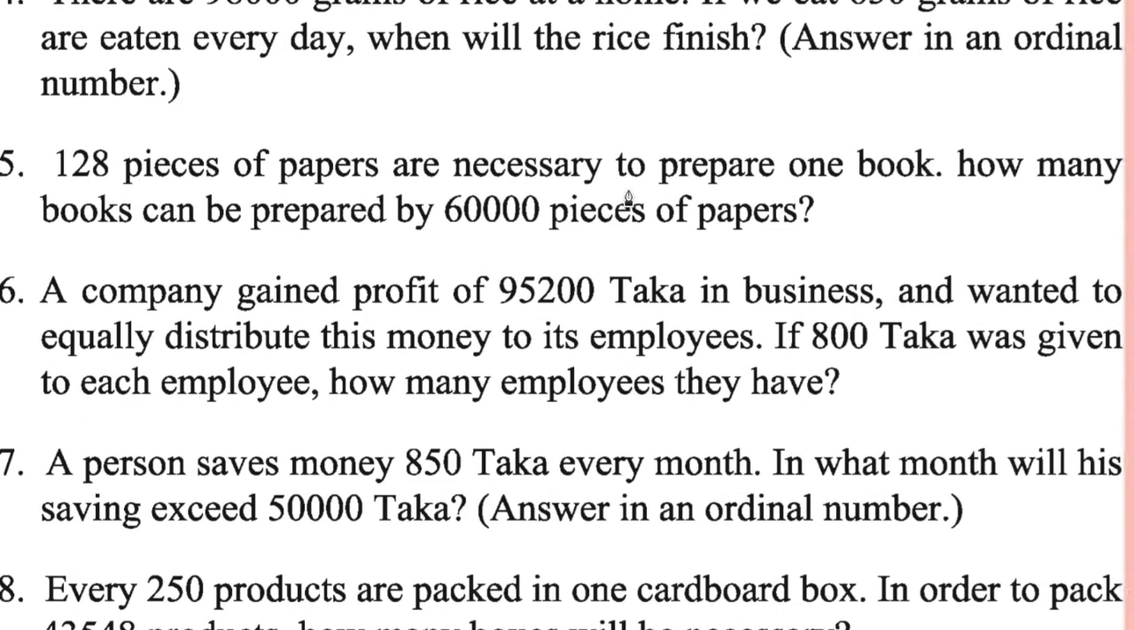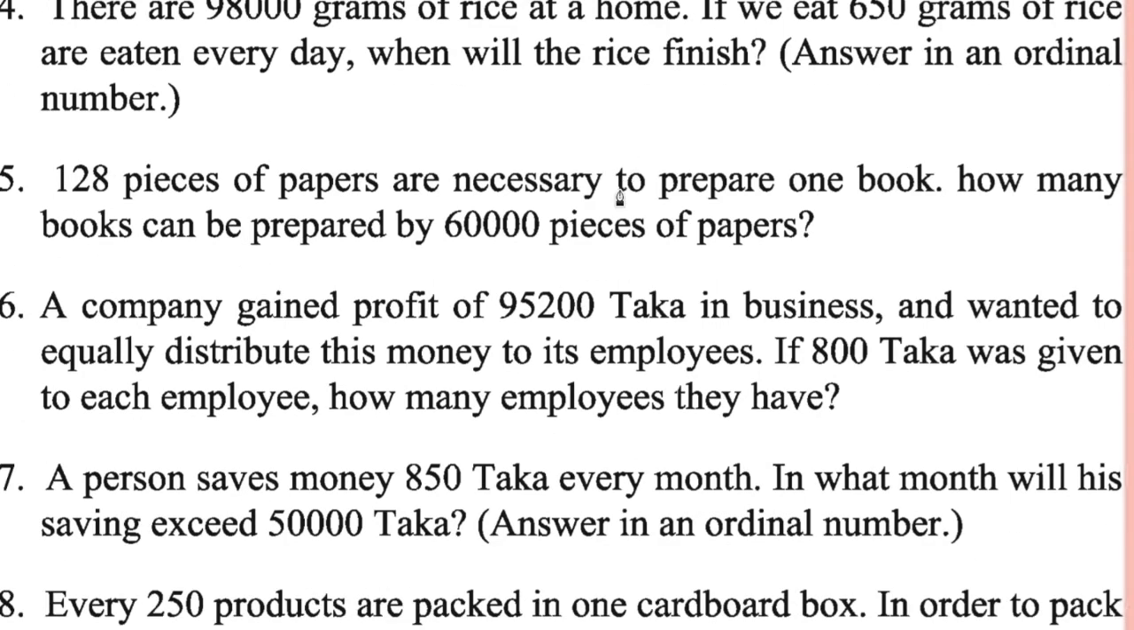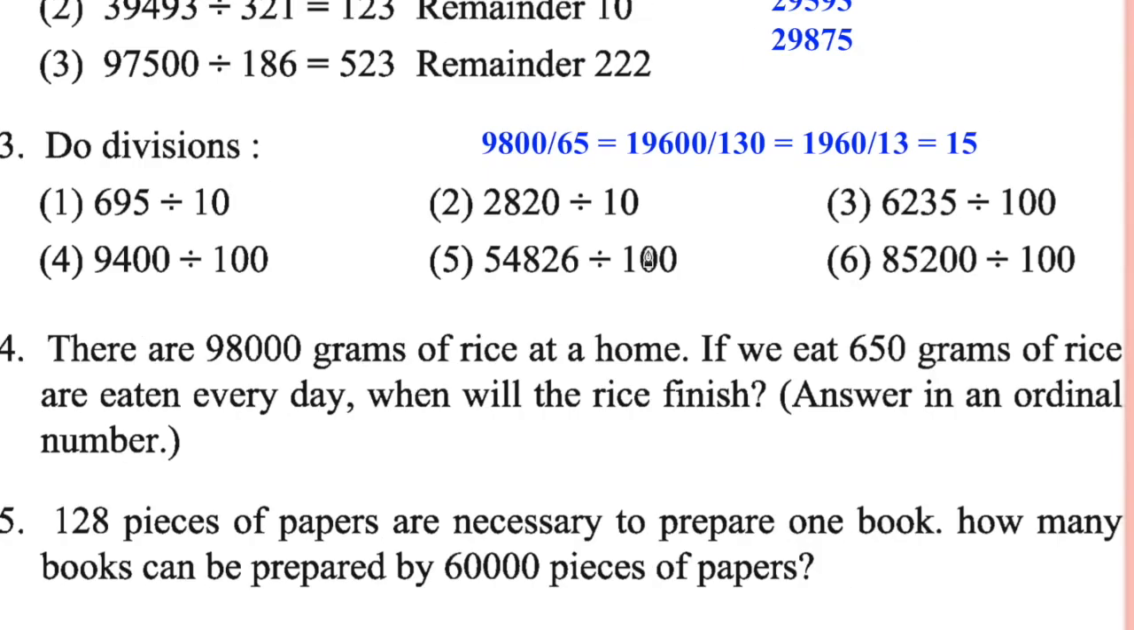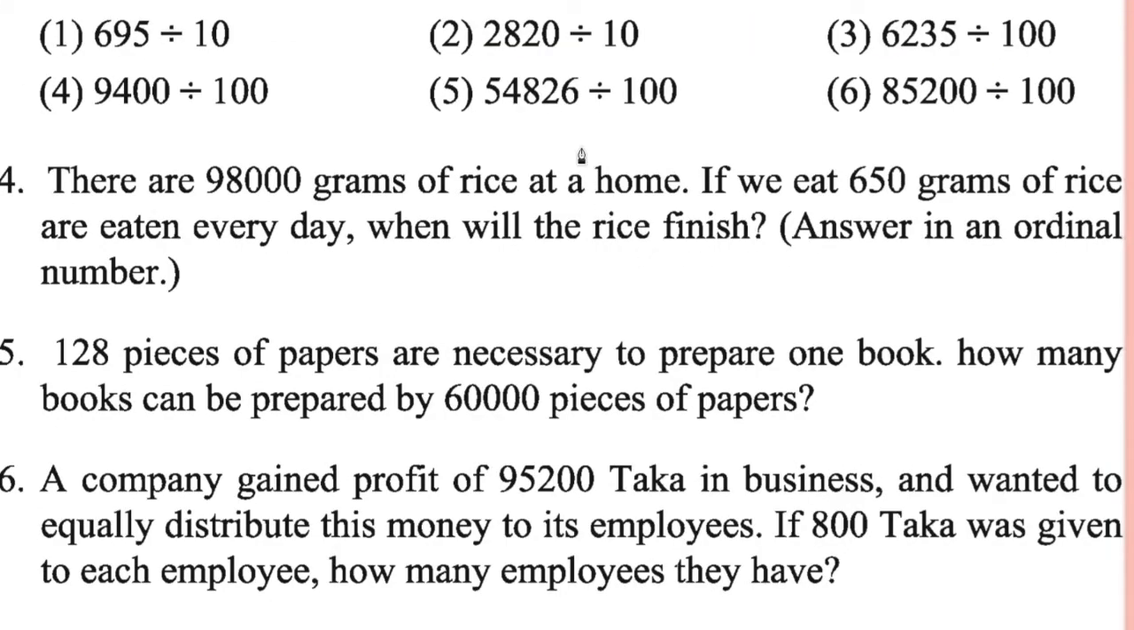So 128 pieces of paper are necessary to prepare one book. How many books can be prepared by 60,000 pieces of paper? Now again we have to take the 60,000 here. 6 0 0. 60,000 divided by 128 pieces of paper. 128. Okay, this will go away.